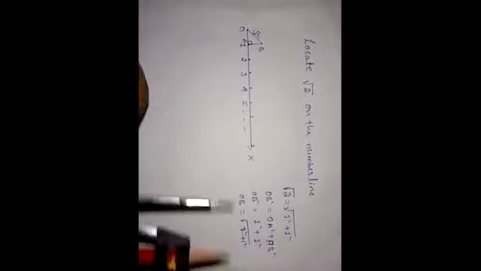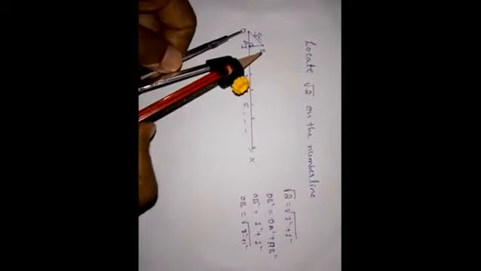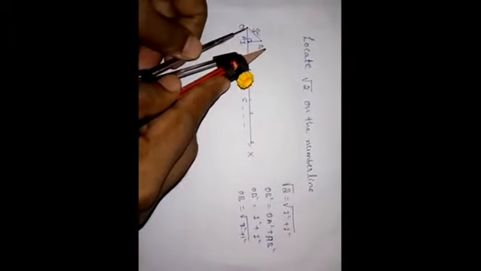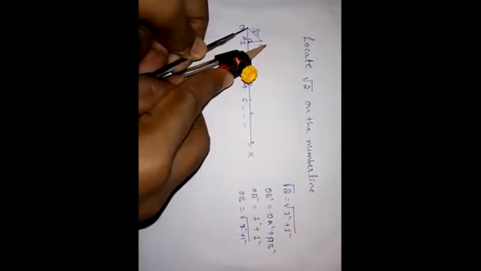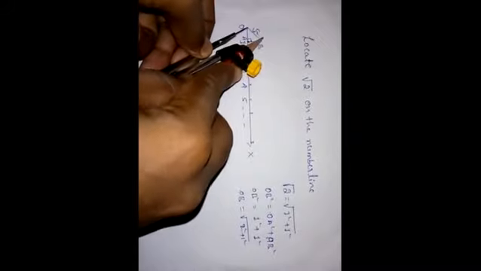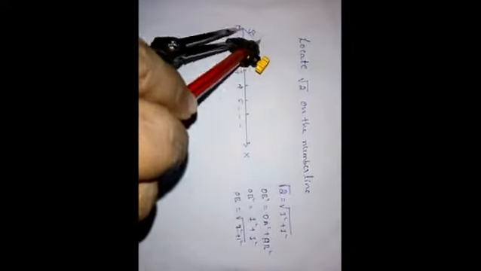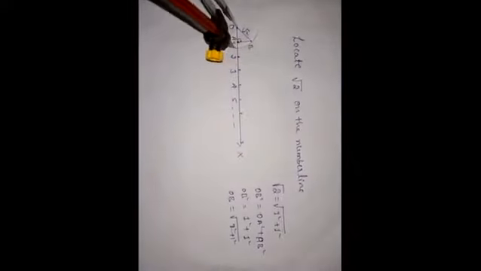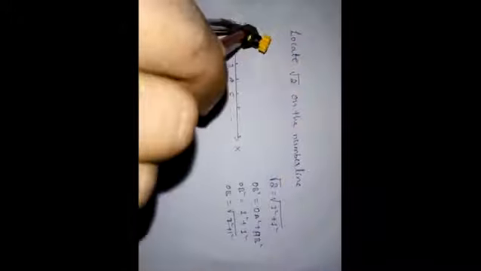So now, what is the value of root 2? To find that, we need to take OB as the radius using a compass. Then draw the semicircle which intersects the number line.